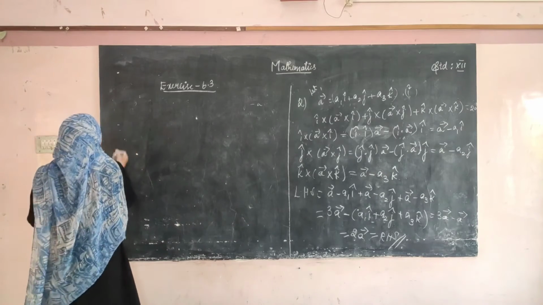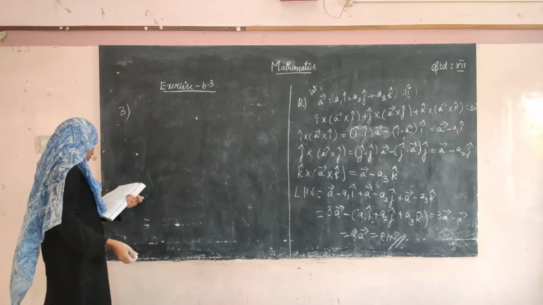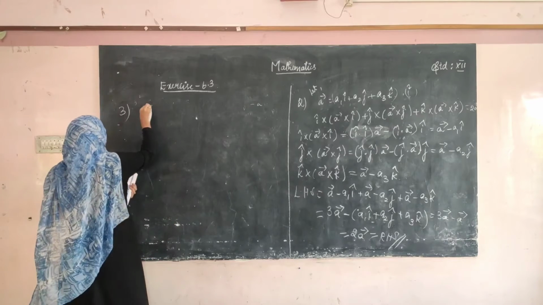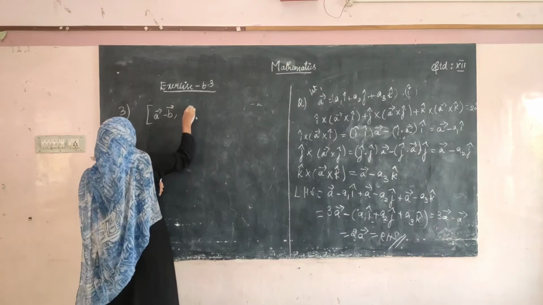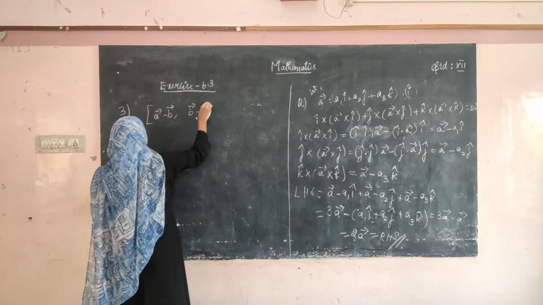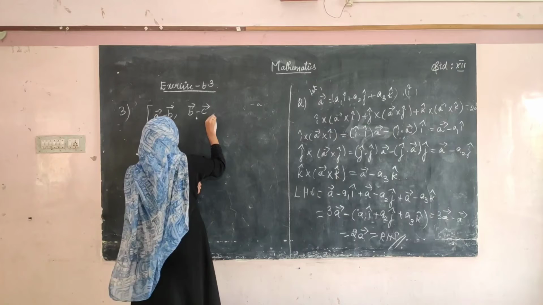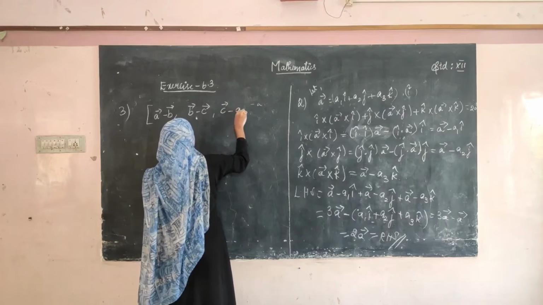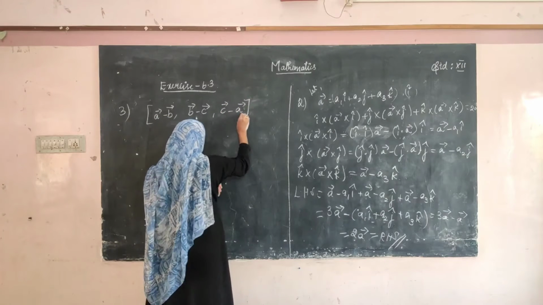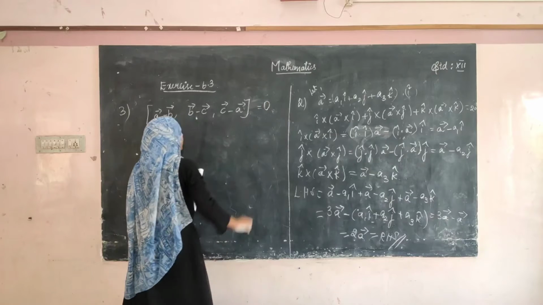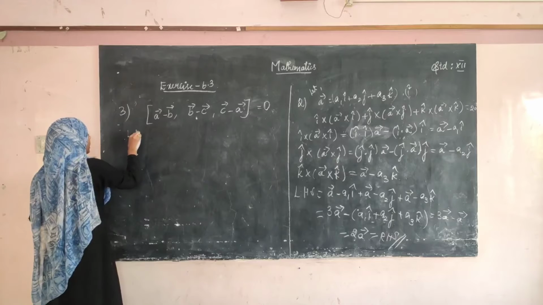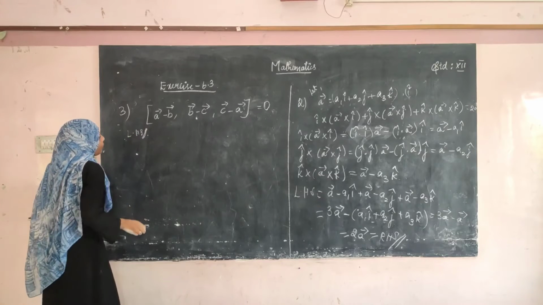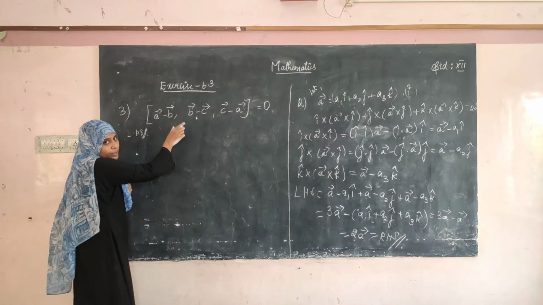See the third sum. Prove that box product of A vector minus B vector comma B vector minus C vector comma C vector minus A vector equal to 0. So we have to prove this. Okay, so left hand side alone, we are going to take left hand side alone, right? So this is box product of some 3 terms.